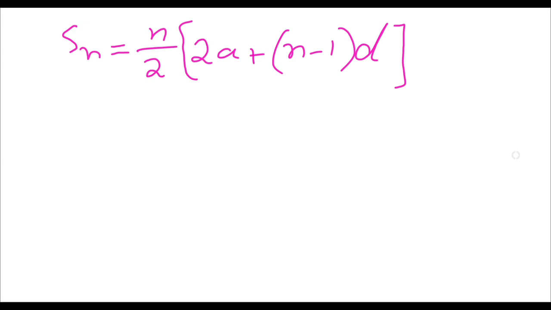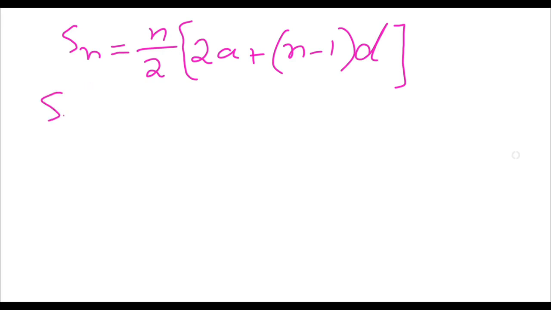Now Sn stands for the sum of the first n terms, n stands for the number of terms, a stands for the first term, and d stands for the common difference, the constant difference. Right, we need to prove this formula. Now how to prove this formula, I'm going to show you now.